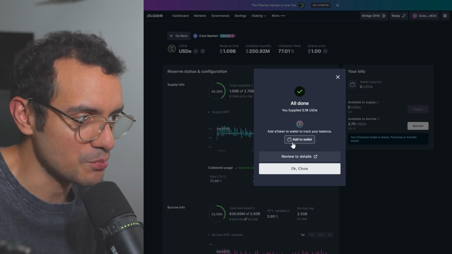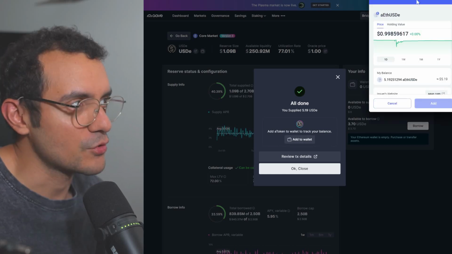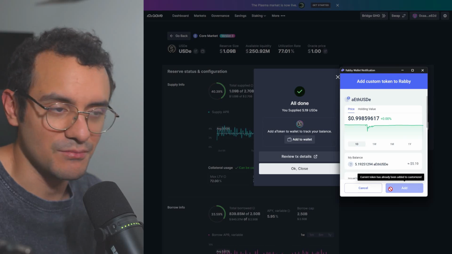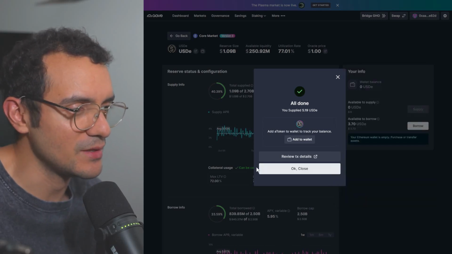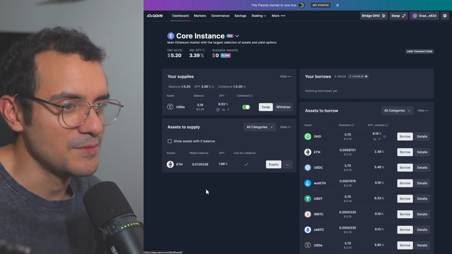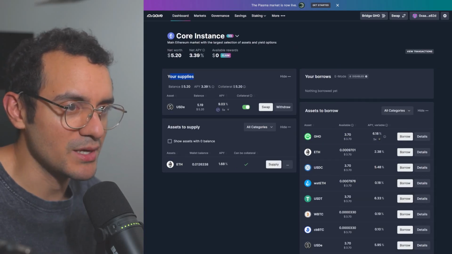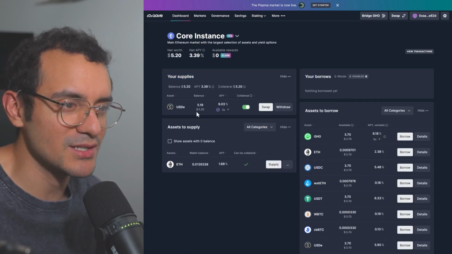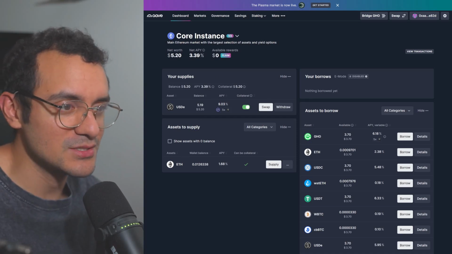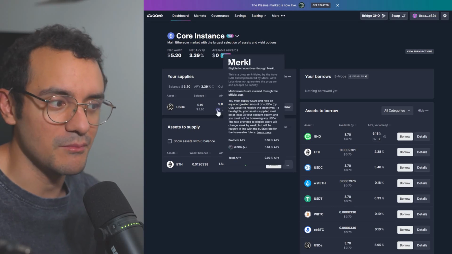Okay, so let's click on add to wallet. If your wallet doesn't support this token, then click here. Of course, I'm using Rabby wallet, so that's why it's supported and it's actually there. So I'm going to click cancel and now okay, close. As you can see now, if I go to dashboard, you're going to see my supplies here. My supplies is the money that I have supplied to the ecosystem. So now these $5 are earning 9% per year with the Merkle rewards.